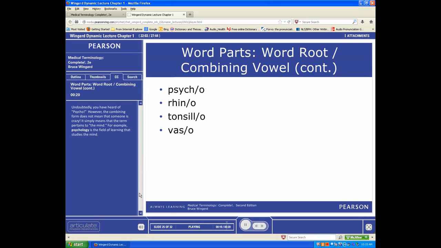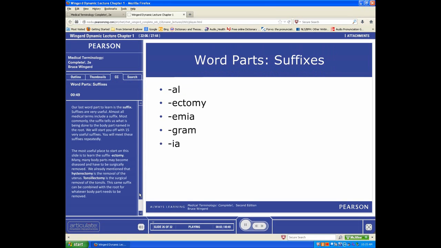The most useful place to start on this slide is to learn the suffix ectomy. Many body parts may become diseased and have to be surgically removed. We already mentioned that hysterectomy is the removal of the uterus. Tonsillectomy is the surgical removal of the tonsils. This same suffix can be combined with the root for whatever body part needs to be removed.